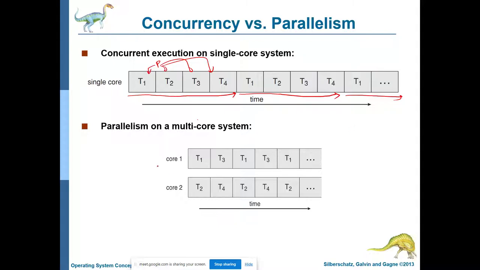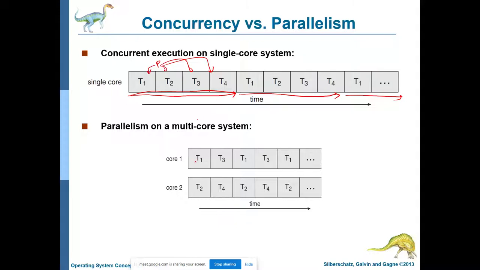Now parallelism, making that parallel. Here they are making progress. Task one is divided into task one, task two, task three, task four. These four are executing and making some progress. That is called concurrency.